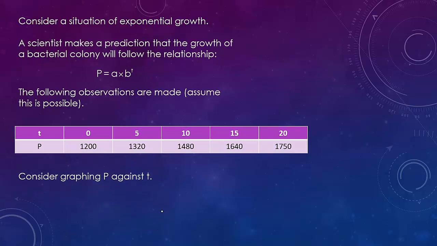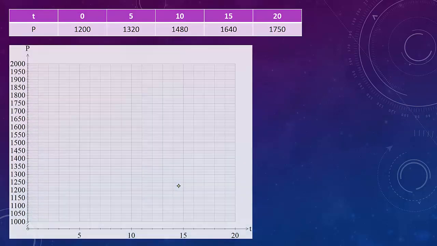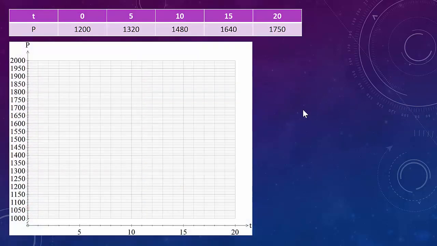Consider graphing P against T. So what we're going to do is plot these points. So we've got 0, 1200, 5 and 1320, 10, 1480, 15, 1640, and 20, 1750.